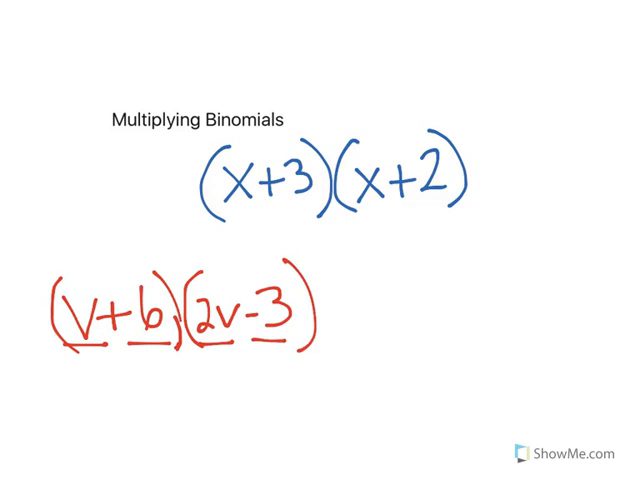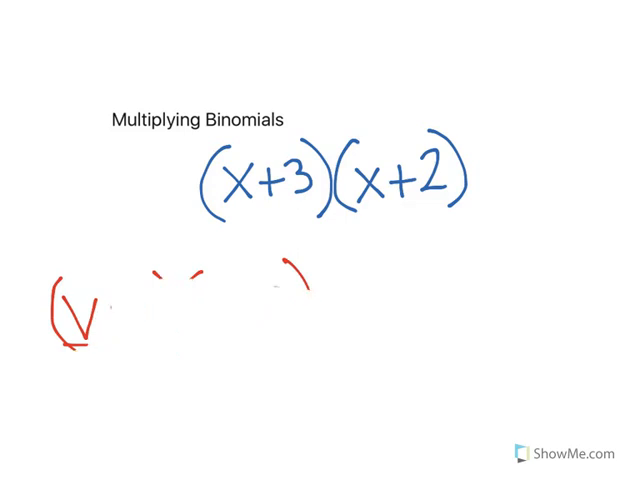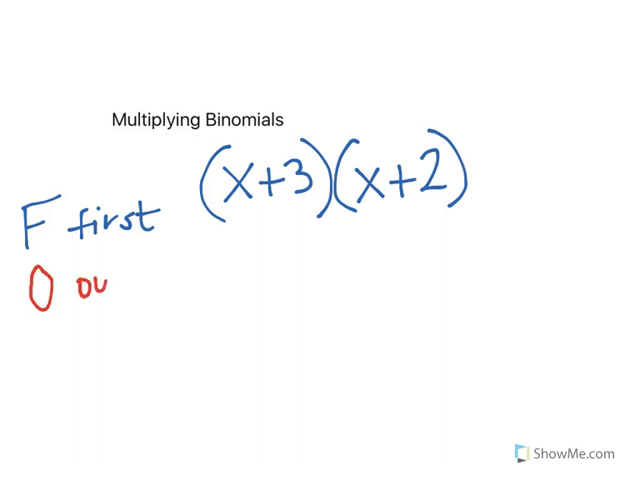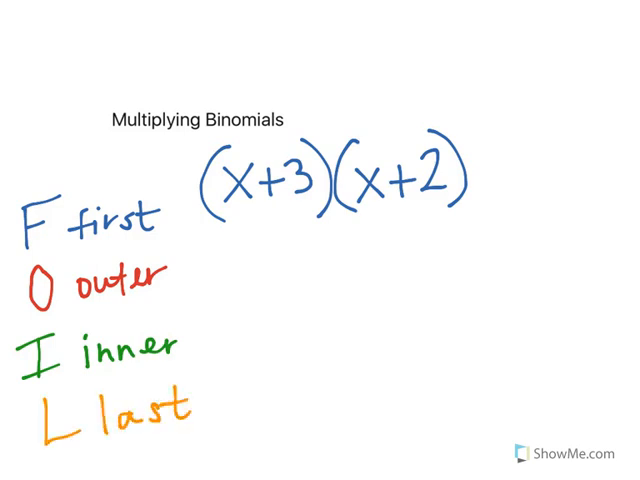Okay, since I've already explained to you when you FOIL, now I'm going to explain to you what FOILing actually is. FOILing stands for first, and that means you're going to multiply the first terms. Outer, then you multiply the outer terms. Inner, that means you multiply the inner terms. And last, that means you multiply the last terms.